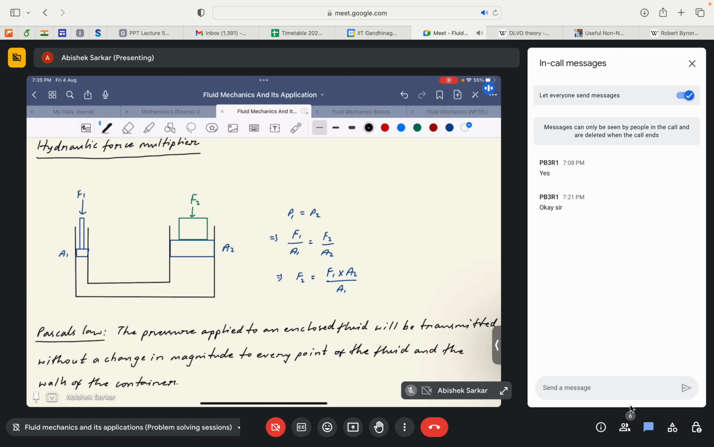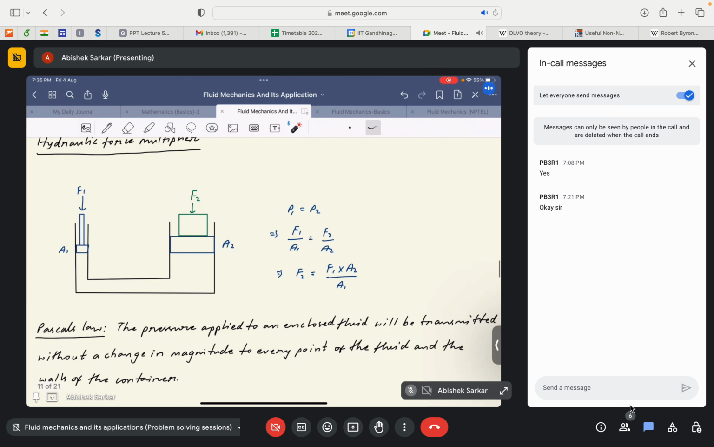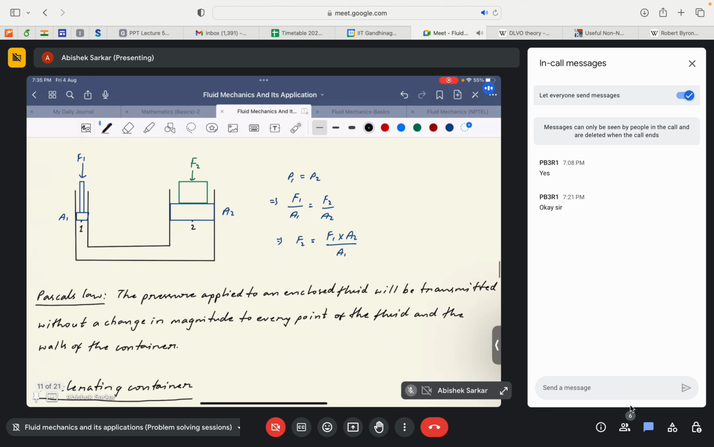Okay, so say if this is your enclosed container, and these are two points in the fluid, point 1, point 2. Pascal's law states that the pressure at these two points would be equal, because the fluid is enclosed in a container and the pressure is transmitted equally in all the directions. So that's why it gives us that P1 is equal to P2.